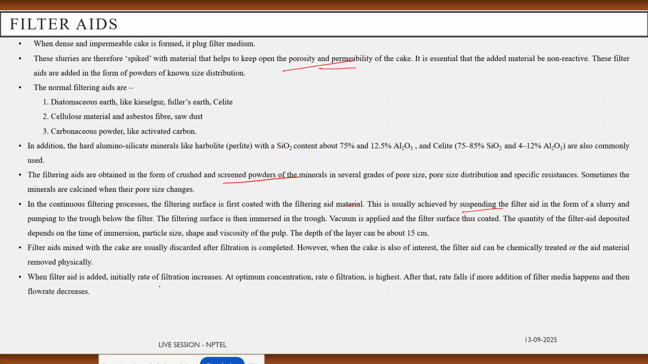When the filter aid is added, the initial rate of filtration first increases. At the optimum concentration of the filter aid, the rate of filtration is highest, but after adding more and more filter aid, the flow rate will decrease. So it will follow an optimum curve like this, with the flow rate rising to the optimum concentration of filter aid.